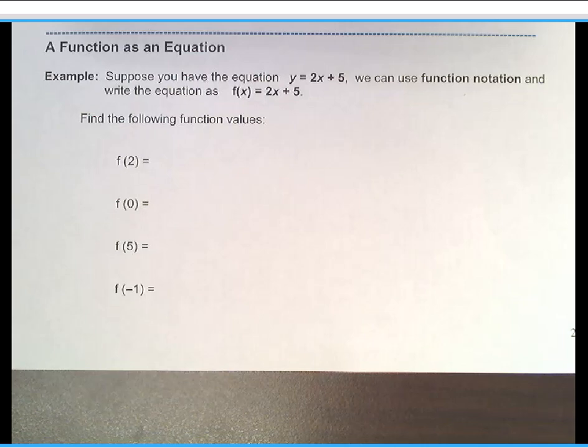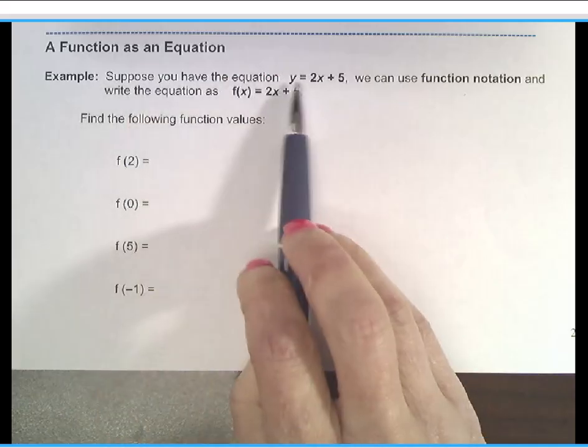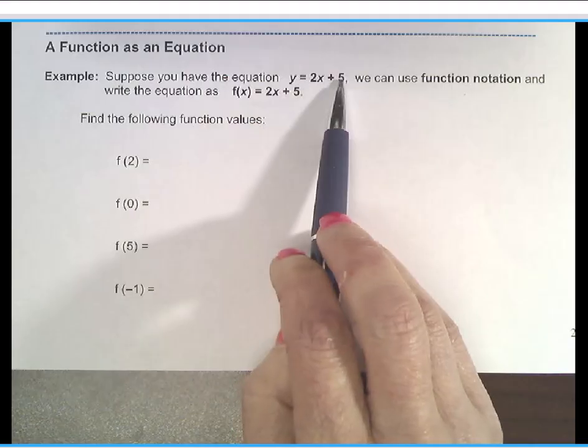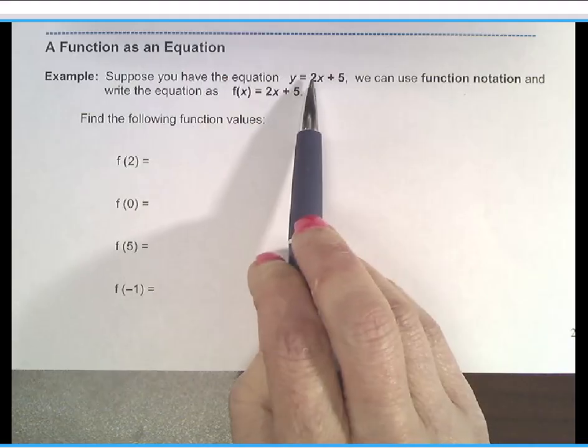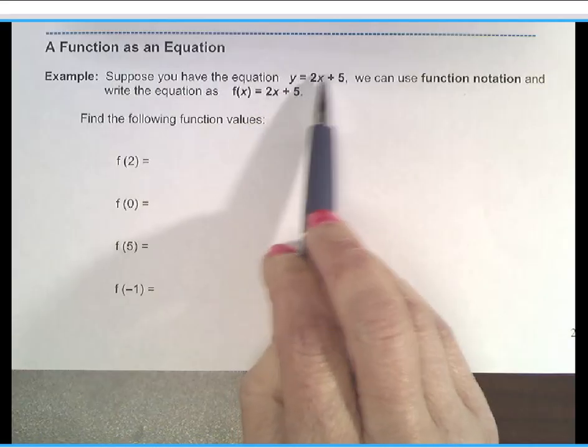Now we're going to write a function as an equation. So normally when you see equations, you're probably used to seeing x's and y's. So an equation, something like y equals 2x plus 5, right? And you've got your x value, you've got your y value. X is your domain, y is your range, okay?